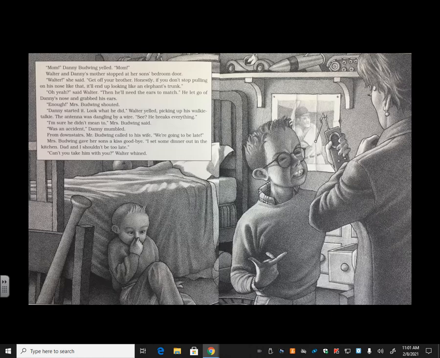From downstairs, Mr. Budwing called to his wife. "We're going to be late." Mrs. Budwing gave her sons a kiss goodbye.